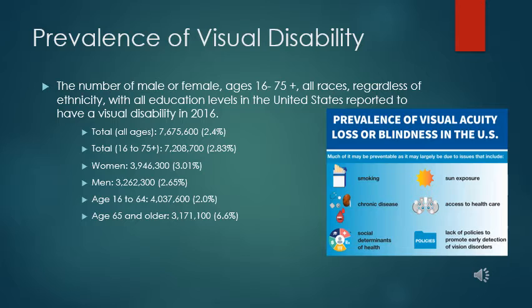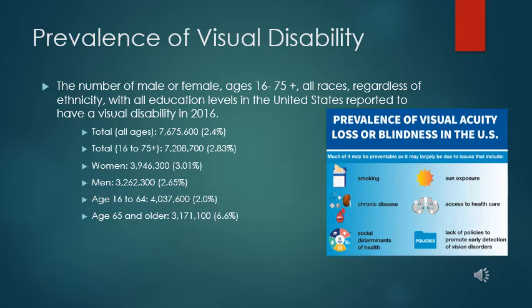When looking at the overall prevalence of visual disability across both female and males, ages 16 to 75, across all races, regardless of ethnicity, and all education levels within the United States, you can see that the total is 7.6 million, or 2.4% of the population. In women, the prevalence is 3.9 million, or 3% of the population, which is higher in comparison to the total for men, which is 3.2 million, or 2.65%.